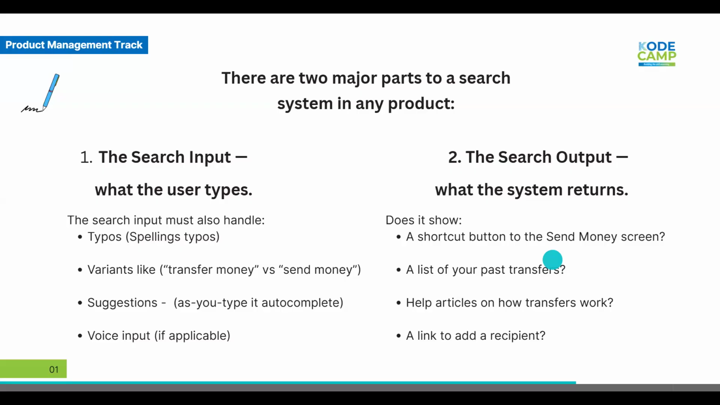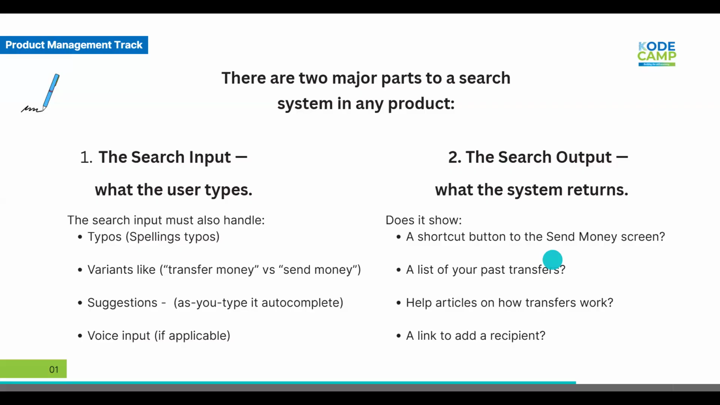Now, the search input must also handle typos, that's spelling typos. It must handle variants like transfer money versus send money. It must also handle suggestions, as you type, it auto-completes for the user. And if applicable, it could also handle voice input. All of that increases the chances the user gets what they need and gets it fast. You don't want to reduce a user's chances, you want to increase it.